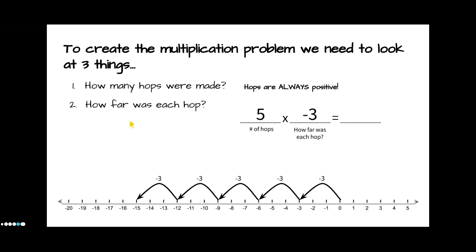And then our last thing we need to look at is where did the hops stop? We're going to put that right here at the end. That's our answer. We start at 0, but our hops stopped all the way over here at -15. So that is our answer: 5 times -3 equals -15. So again, we count our hops, how far did we hop each time, and then where did we stop?